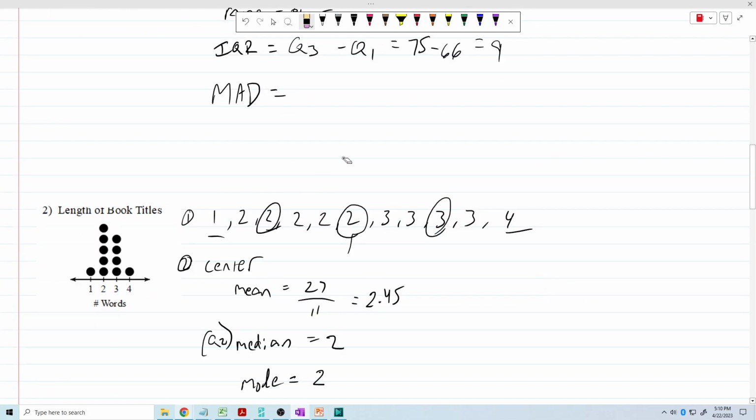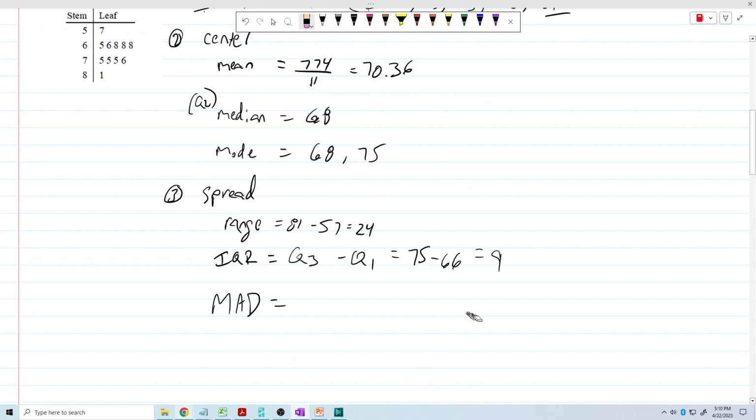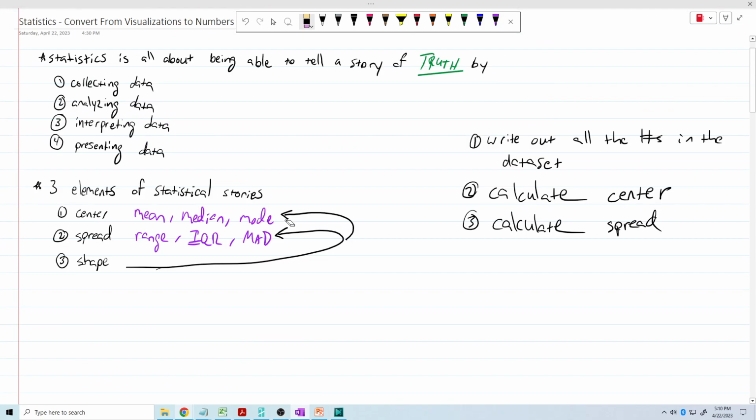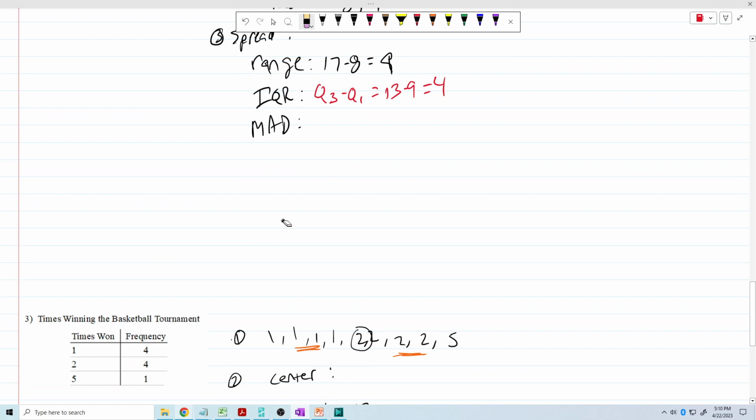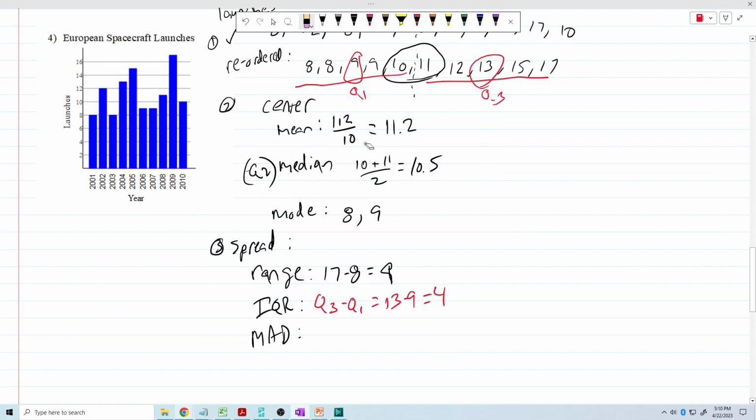So stick with me for part 2 of this particular video. It will be a separate video in which I will do the mean absolute deviation calculations for each of these 4 problems. And when you do get your practice problems, you won't have the luxury of doing it separately. I'll have you do it all at once. So MAD and IQR and range and mean, median, mode, all that stuff, guys.